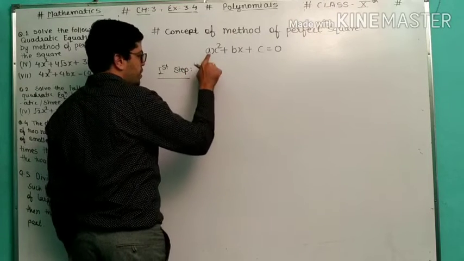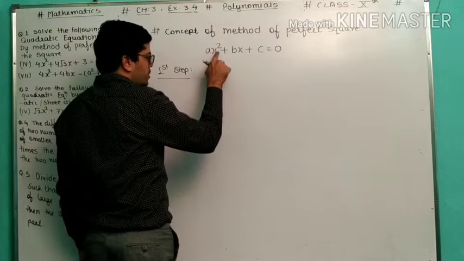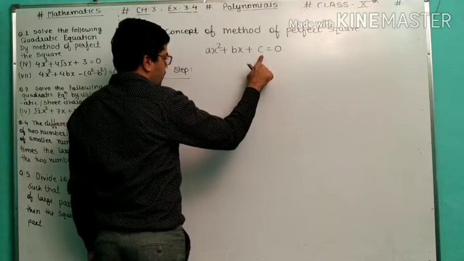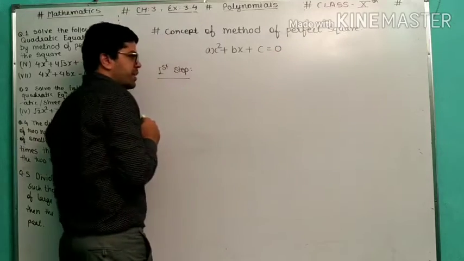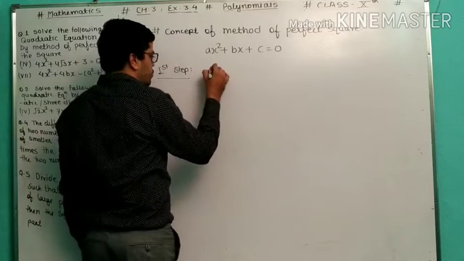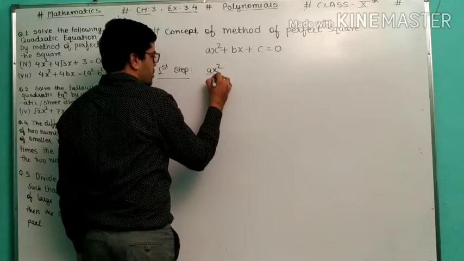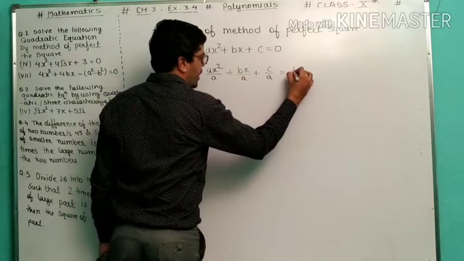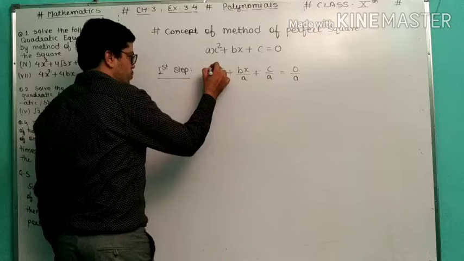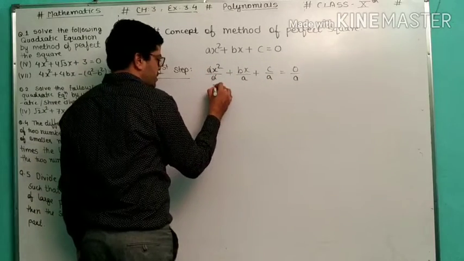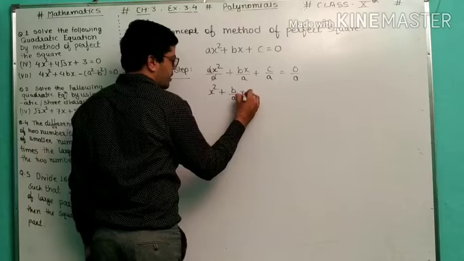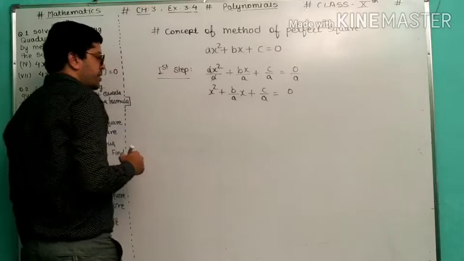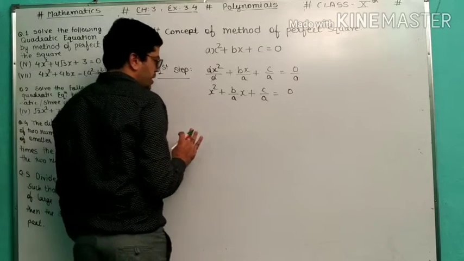in this first step we have to remove the multiple of x square. For removing the multiple of x square, the whole left part is divided by a and the right part is also divided by a, so it will balance. So bx is also divided by a, c is also divided by a, and 0 is also divided by a. So a and a cancel. Now it is x square plus b by a into x plus c by a is equal to 0, because if you divide 0 by anything, the answer is always 0.